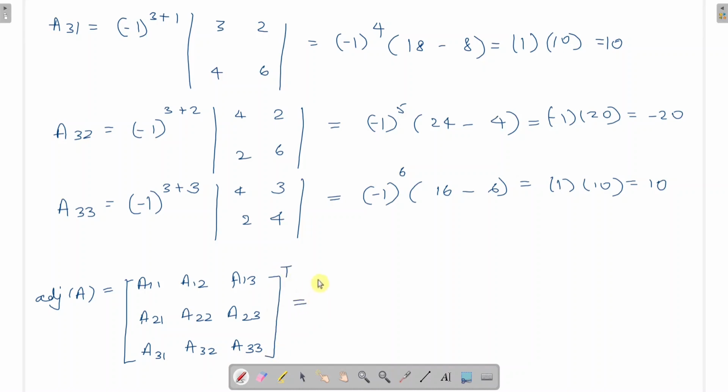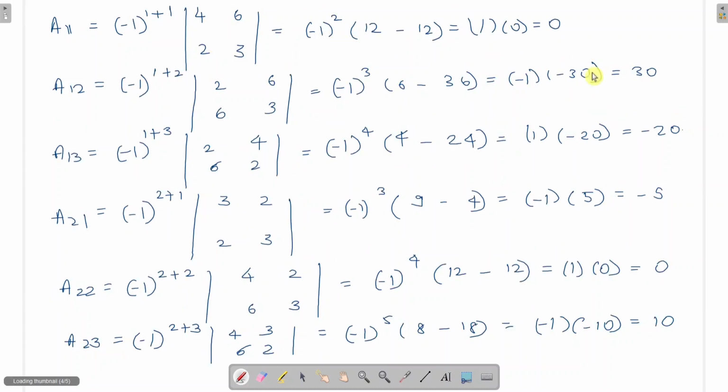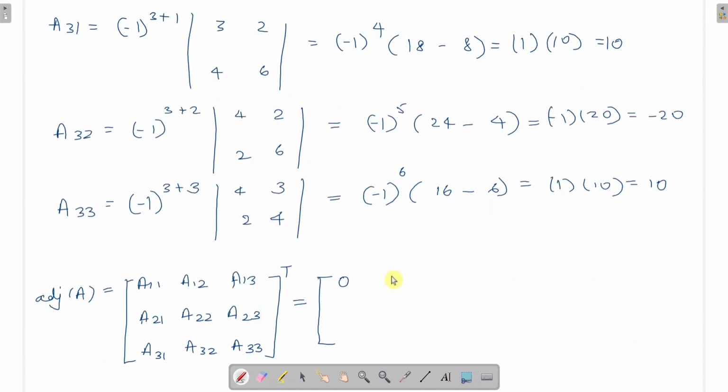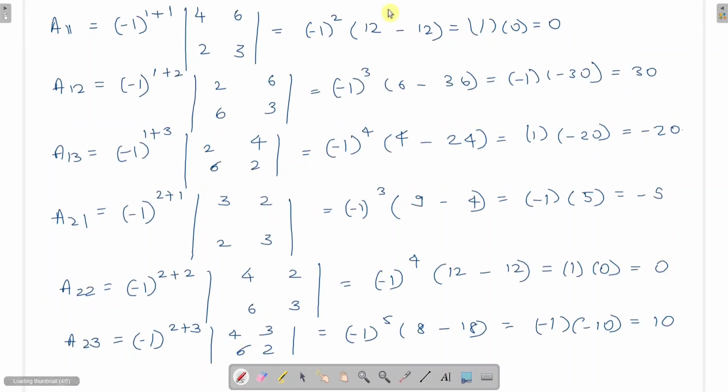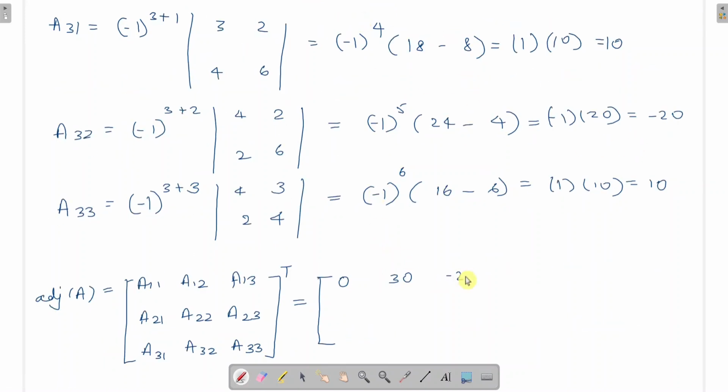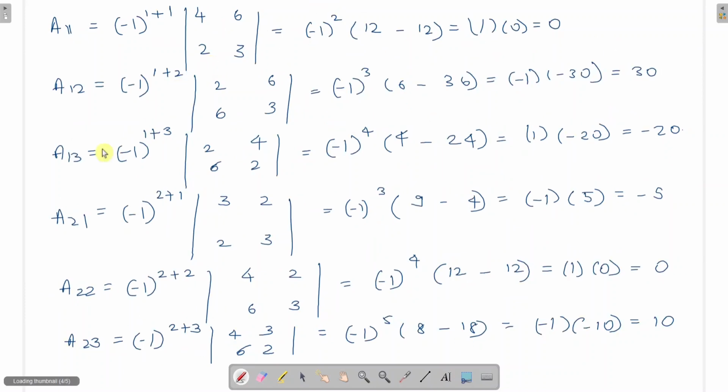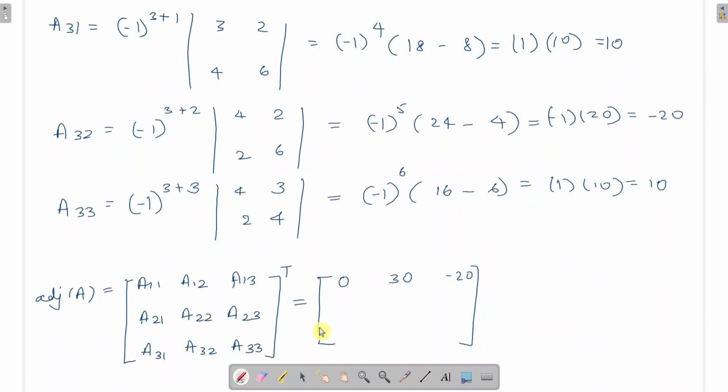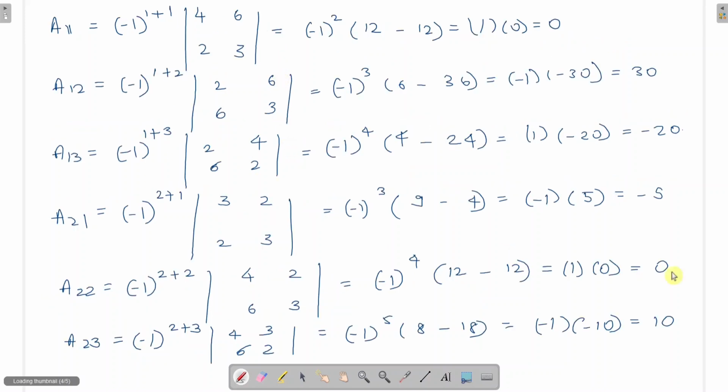Okay. So that will be equal to nothing but the matrix A11, which is 0. Then we have A12 as 30. Then A13 we have it as minus 20. Then A21 is minus 5. A22 is 0.